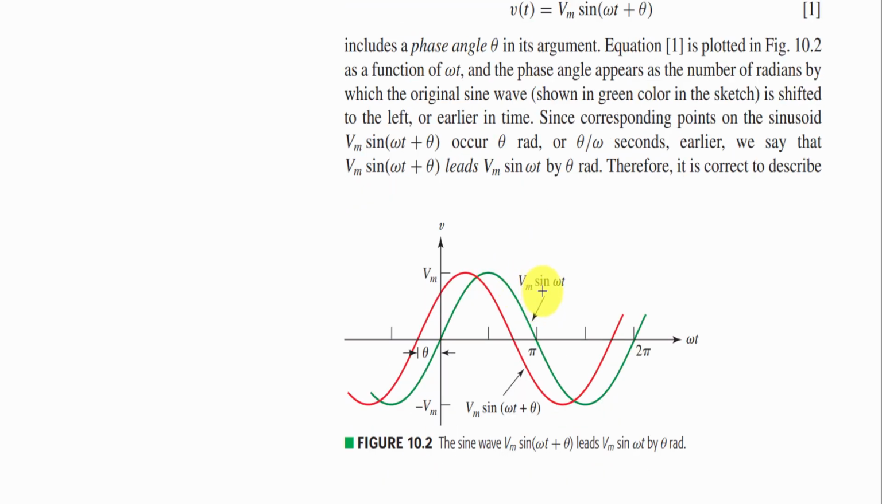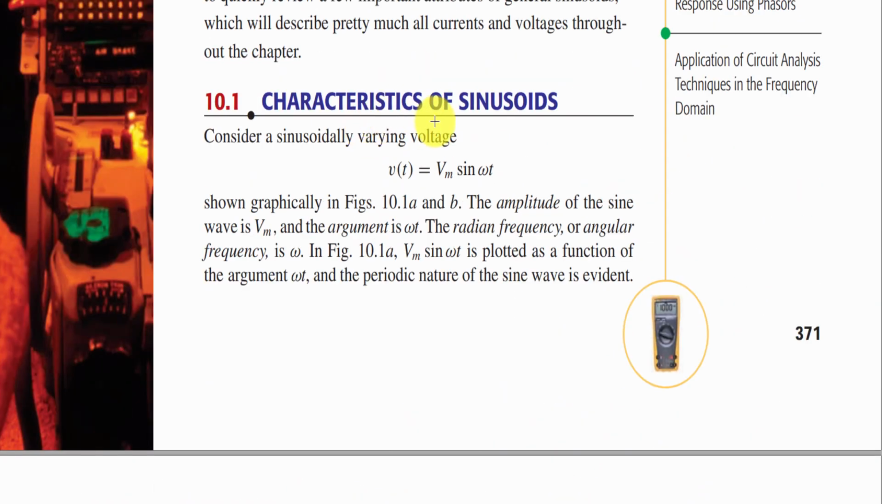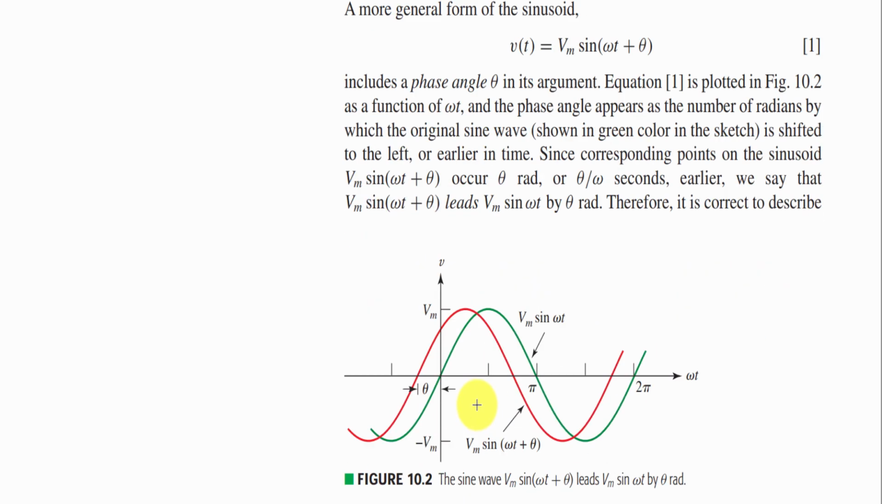If I plot Vm sin omega t, the original function, this is the green wave, and if we plot sin(omega t plus theta), that is this red wave. If we put t equals 0, sine has an angle, and that is represented by theta. So this starts not at 0 but at sine of some number.